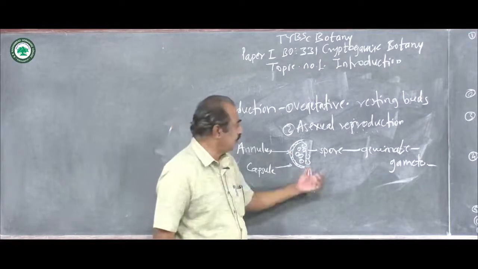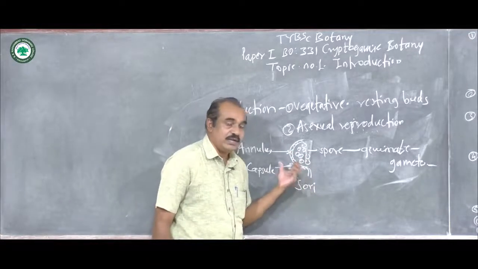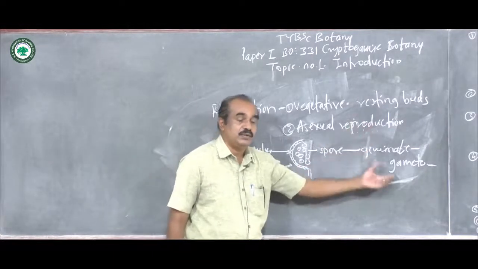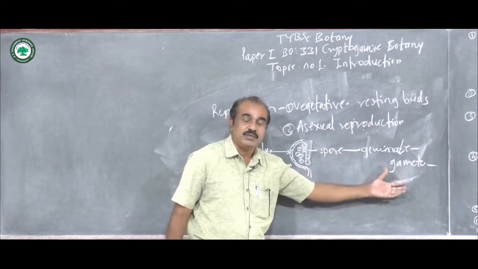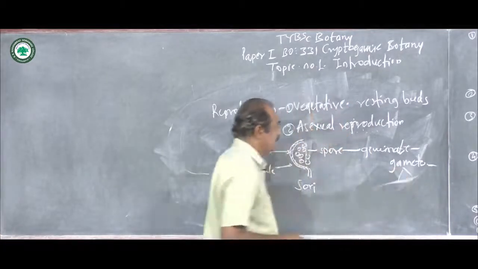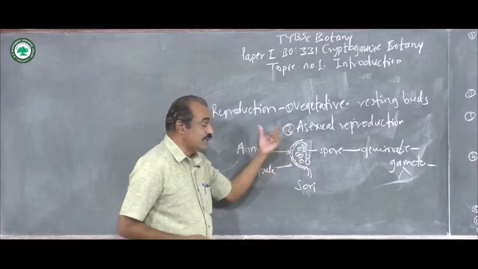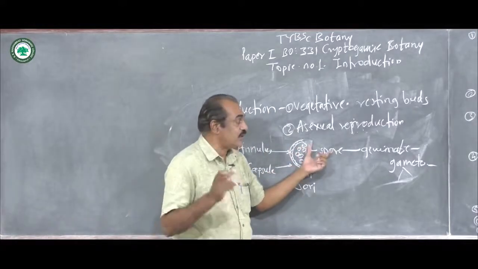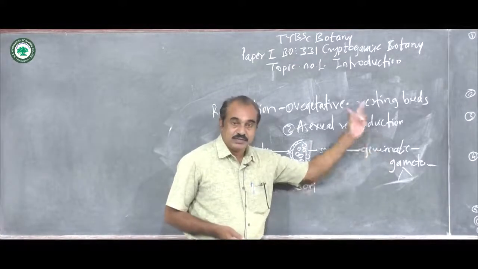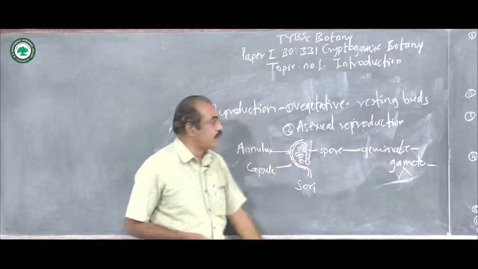When they become mature, they get released from this sori or from this annulus, and they germinate into a gametangia. This gametangia gives two different types of structures, that is antheridia and archegonia. So these spores give another kind of generation, which is called the gametophytic generation. So this is the first generation which is formed from the spores.